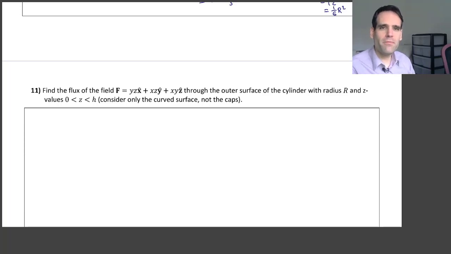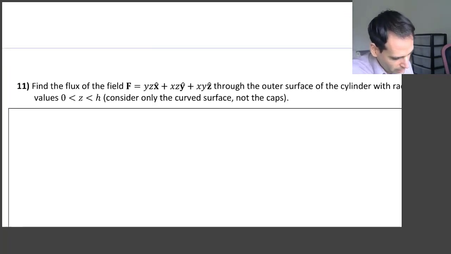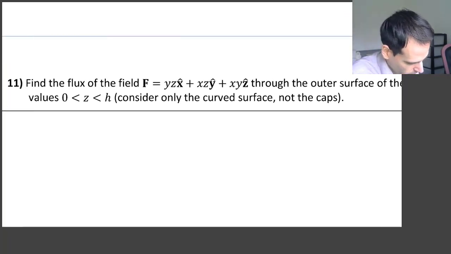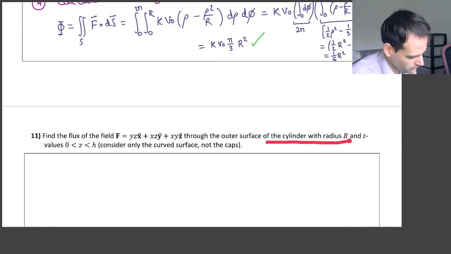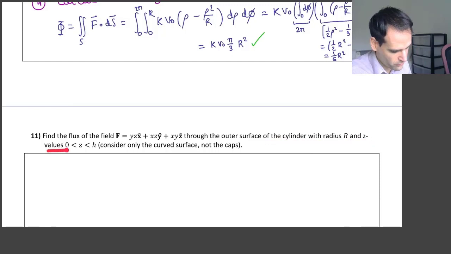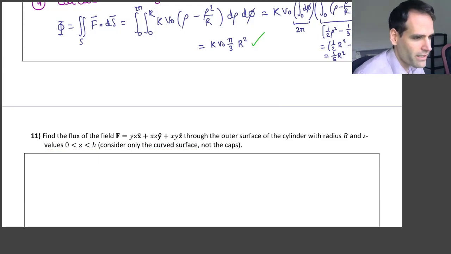Let's now do this problem where we do a much more complicated flux calculation. Calculate the flux of the field given by this vector field through the outer surface of the cylinder with radius r and z values between 0 and h. Consider only the curved surface, not the caps. Okay? So what is being asked?